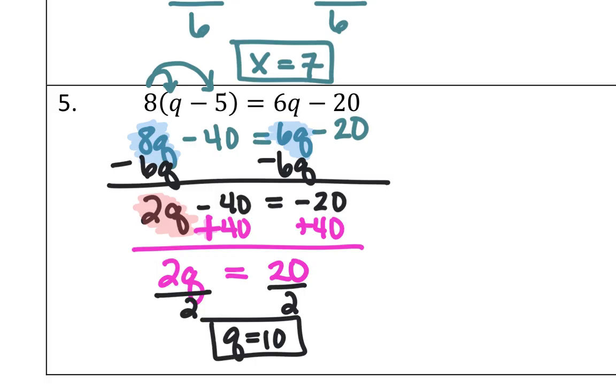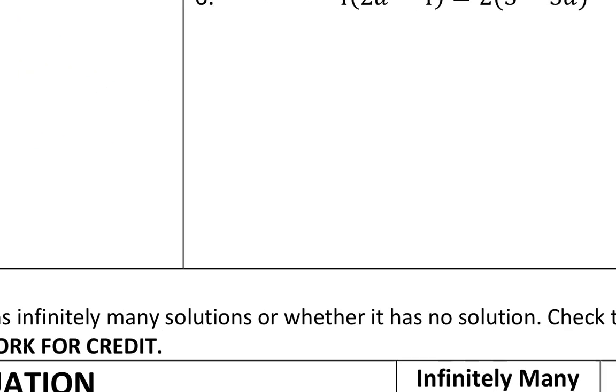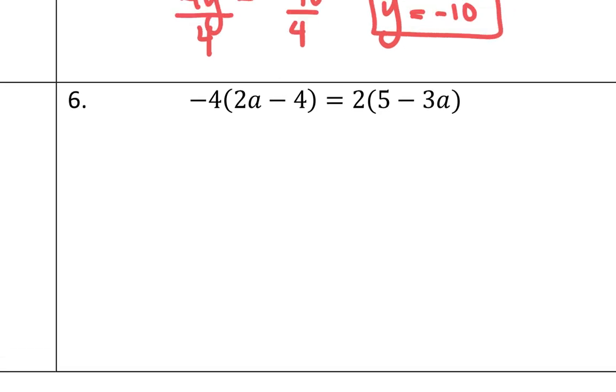All right, last problem. Okay, so this one has double parentheses. It's the same thing. Gonna distribute first. So negative 4 times 2 is negative 8a. This is negative 4 times negative 4. Remember that a negative times a negative is always a positive.